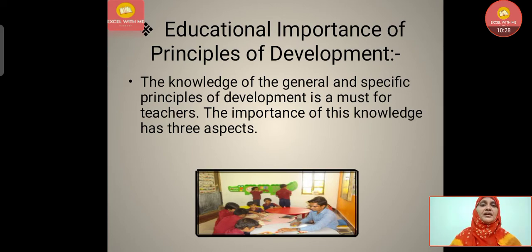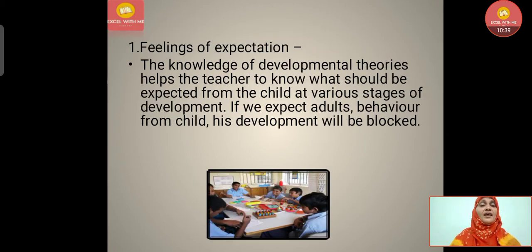The knowledge of the general and specific principles of development is a must for teachers. The importance of this knowledge has three aspects. Number one, feelings of expectation. The knowledge of developmental theories helps the teacher to know what should be expected from the child at various stages of development. If we expect adults' behavior from a child, his development will be blocked. So, according to the mind of the child, the teacher has to develop understanding about the child.